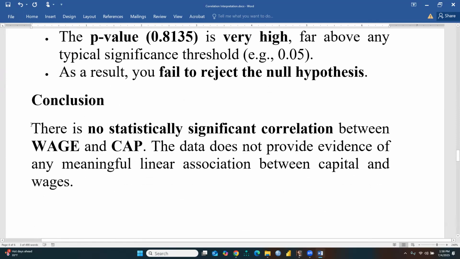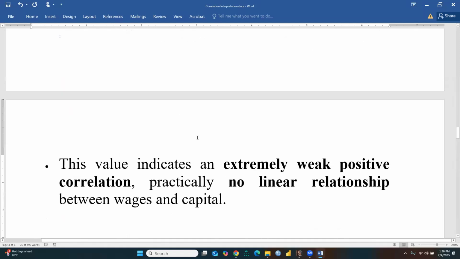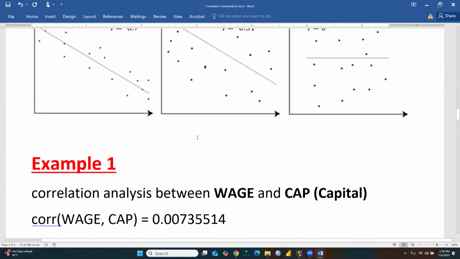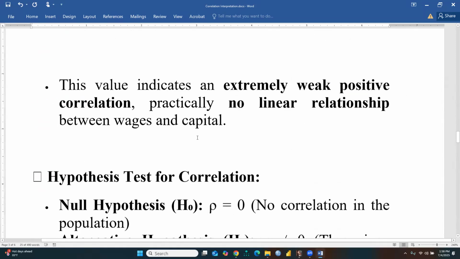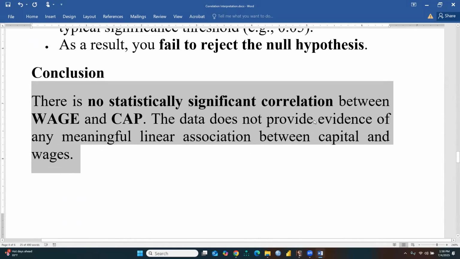So how are we going to write the interpretation and conclusion? There is no statistically significant correlation between wage and capital. The data does not provide evidence of any meaningful linear association between the capital and wages. Yes, of course, if both are your independent variables, there should be weak correlation. Otherwise, there will be an issue of multicollinearity. So it is absolutely fine in this data set.